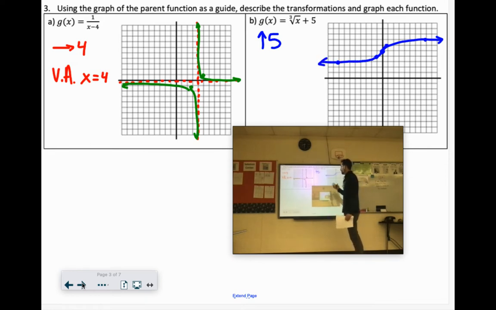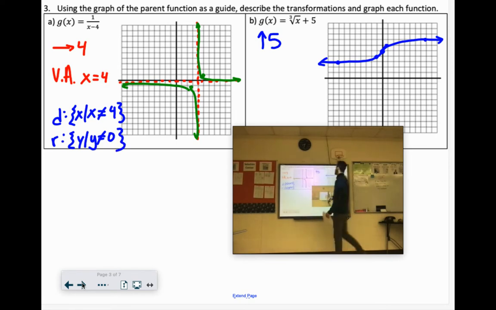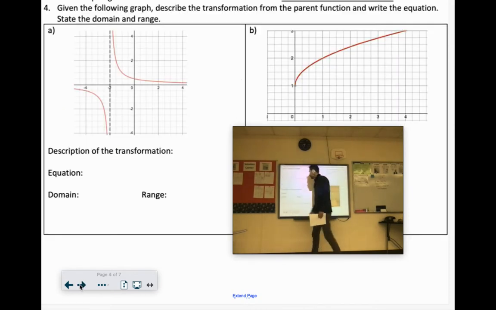Now, if we were to state the domain and range here, domain for this first one, remember domain is your x values, so it's everything except for the vertical asymptote, which is at 4. Same thing with the range. It's all real numbers except for the horizontal asymptote, which is at 0 still. So we'd say y such that y is not equal to 0. Domain and range for cube root functions is nice and easy because it's all real numbers. So we could just say domain negative infinity to positive infinity, range negative infinity to positive infinity. Sweet, we're cruising, we're making math work.